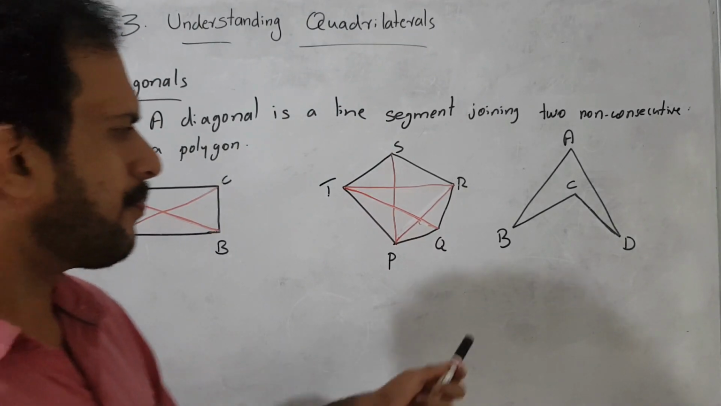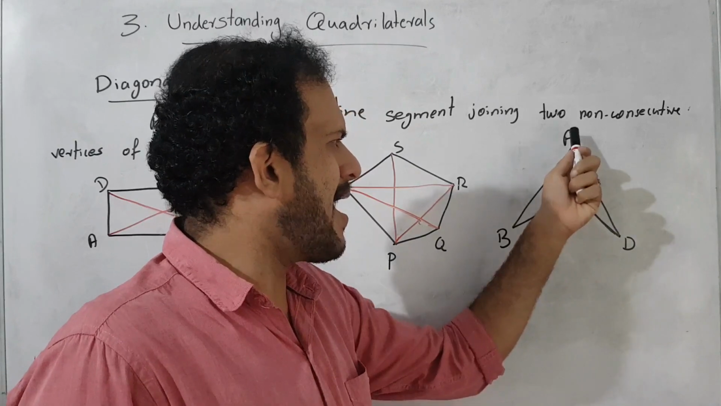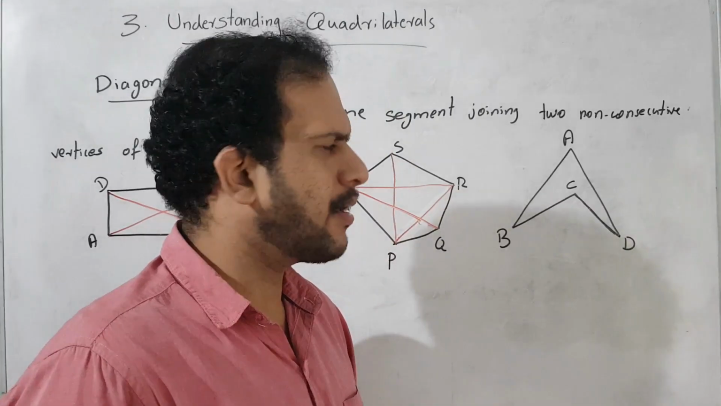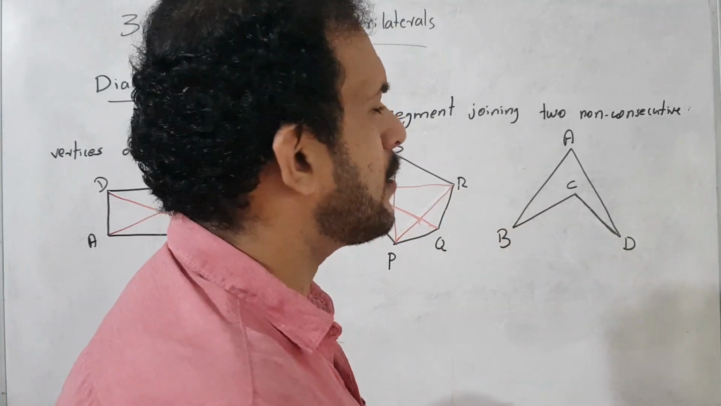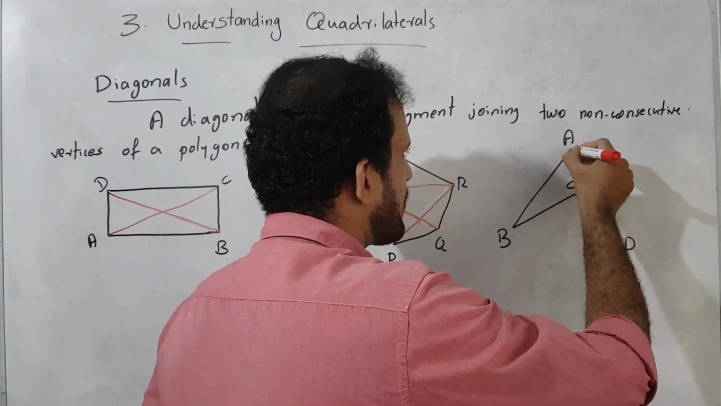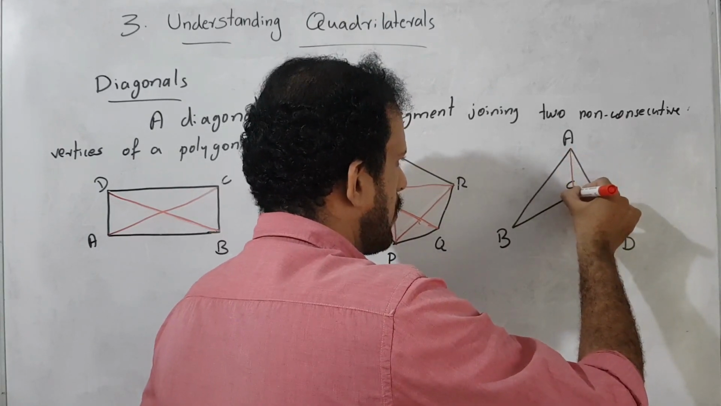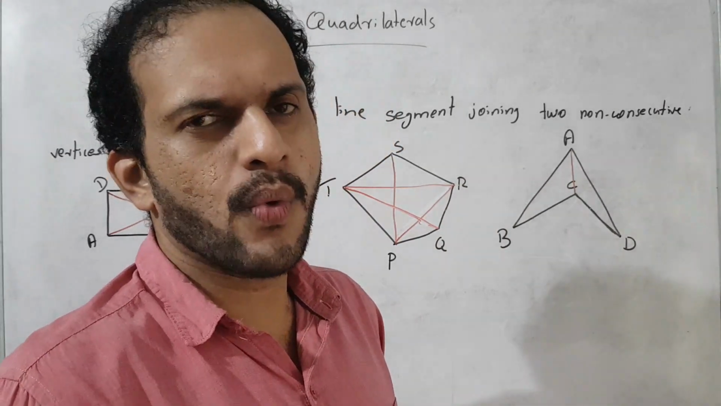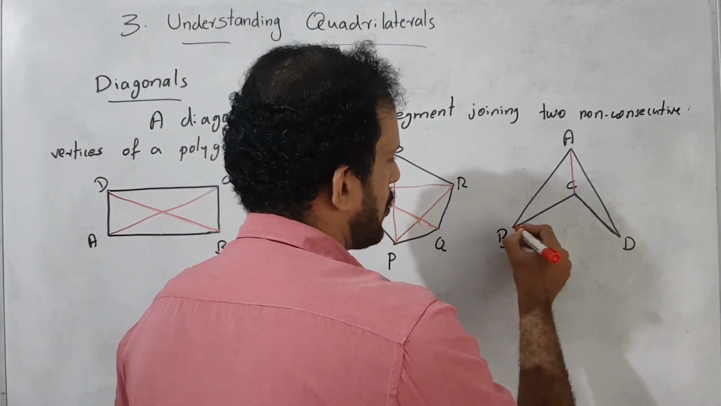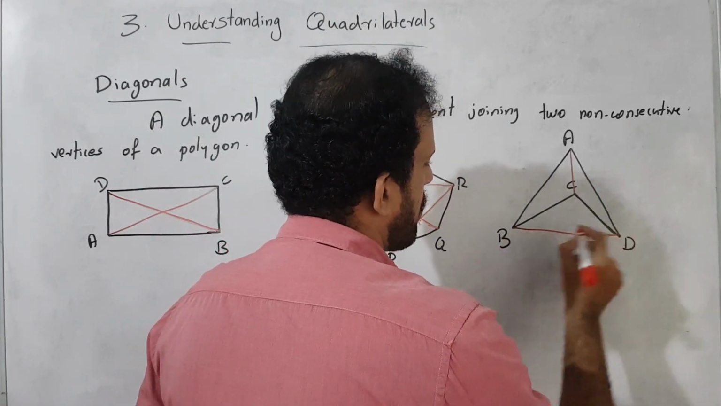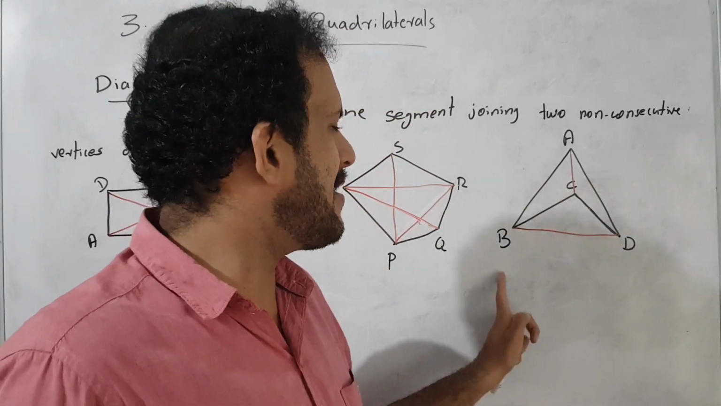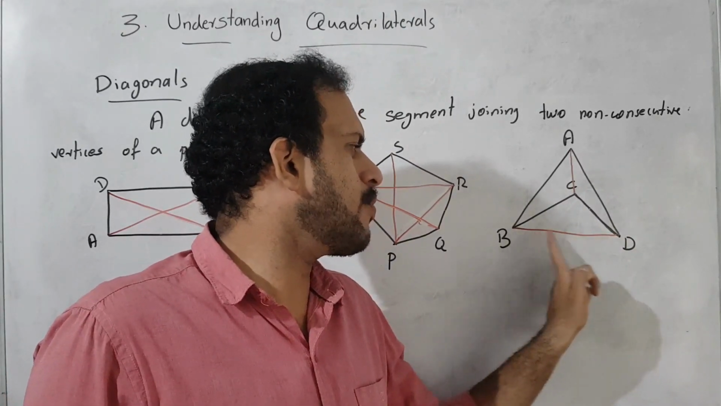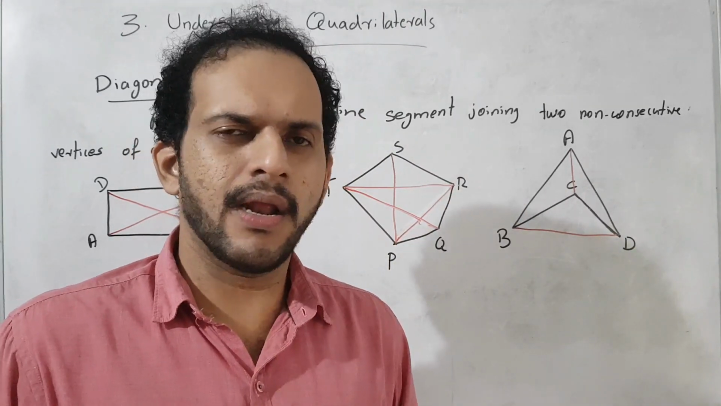Okay, so here, A and C are non-consecutive vertices. B and D are non-consecutive vertices. Correct. So here it is possible to draw the diagonal by joining A and C. If we join like this, AC is a diagonal of this quadrilateral. Correct. And if we join B and D, which are non-consecutive vertices, by a line segment, BD is a diagonal of this quadrilateral.